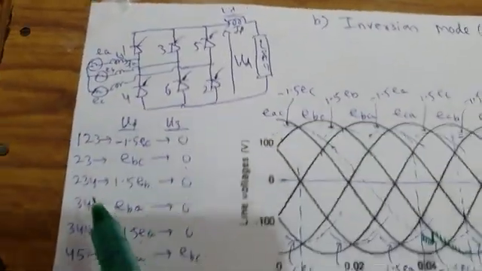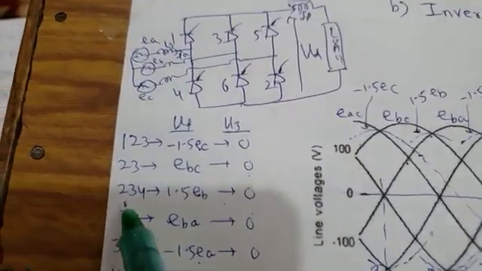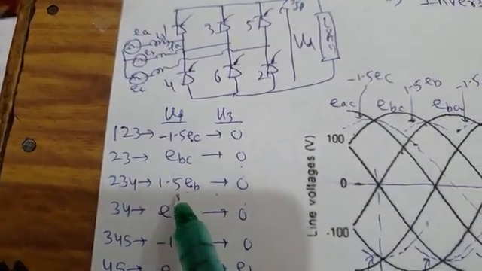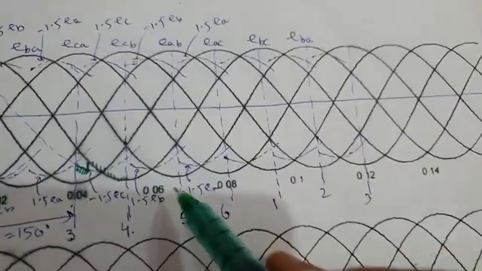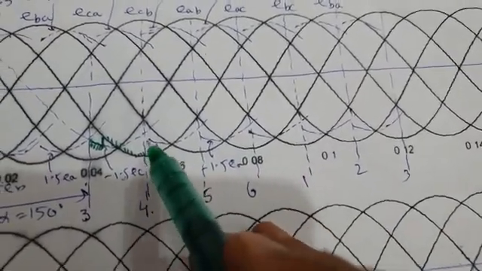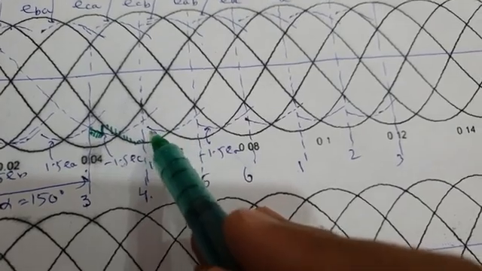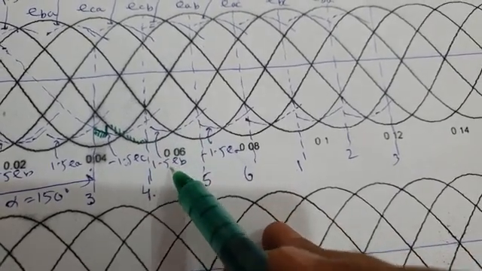Now after that, valves 2, 3, 4 will conduct and load voltage is 1.5 EB for 15 degrees. Why is it 1.5 EB? It's very clearly shown here. This is 1.5 EB. See, this is 1.5 EB. I have already written it here.